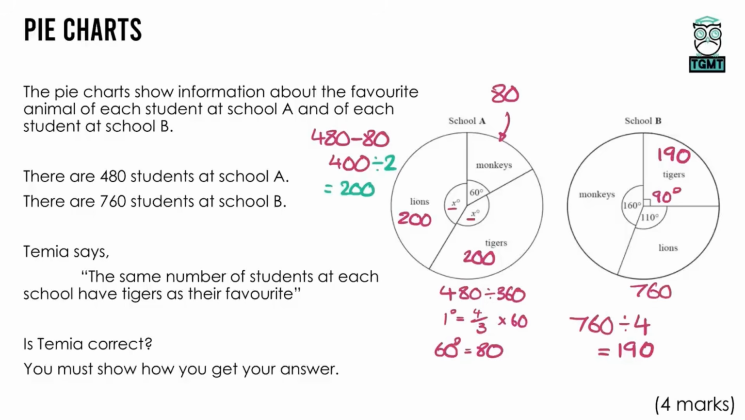So here it says, is Tamia correct? She said the same number of students at each school will have tigers as their favourite, but we've just identified that school A was 200 and school B was 190. So we would say no, Tamia is not correct. There we go. So Tamia is not correct, and we have our numbers to back that up. You could write in a little sentence, tigers are 200 at school A and it's 190 at school B.